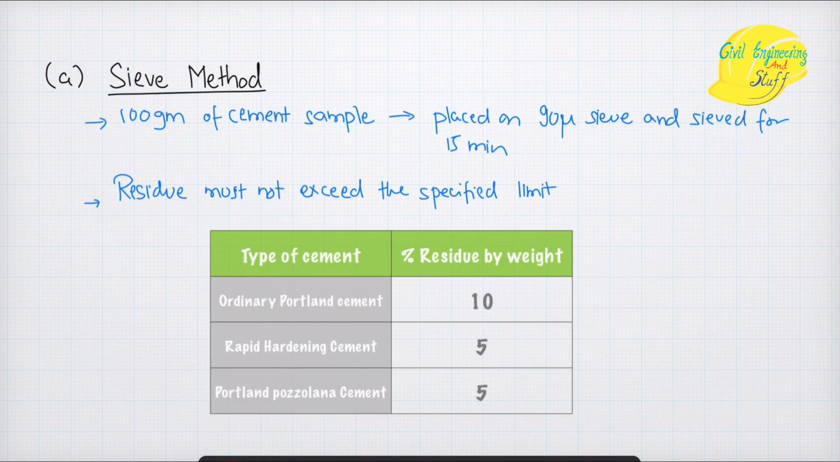So what we do in this is we take 100 gram of cement sample, place it on 9 micron sieve and sieve for 15 minutes. And the residue that we get in the pan should not be greater than the following permissible limit. For OPC, the percentage residue by weight should not be more than 10%. For rapid hardening cement it should not be more than 5%, and for Portland polymer cement it should not be more than 5%.